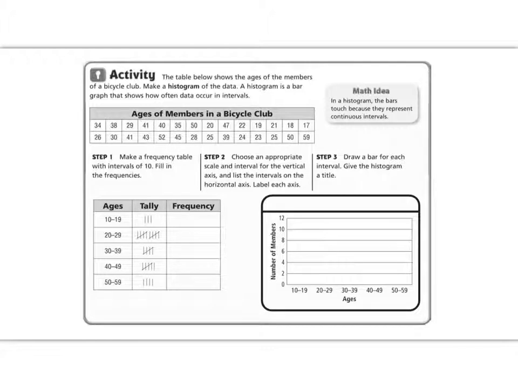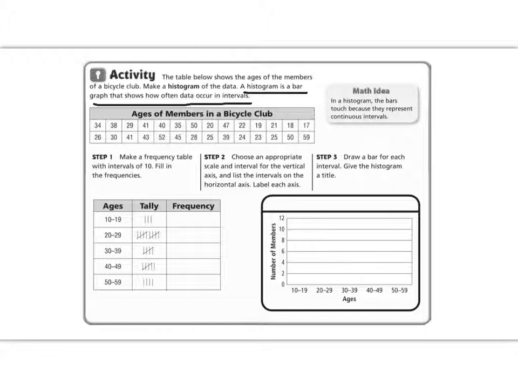All right, fifth graders, today we are going to be making a graph called a histogram. A histogram, as it says, is a bar chart. A histogram is a bar graph that shows how often data occurs in intervals. So we're going to group our data and show how often the group shows up.